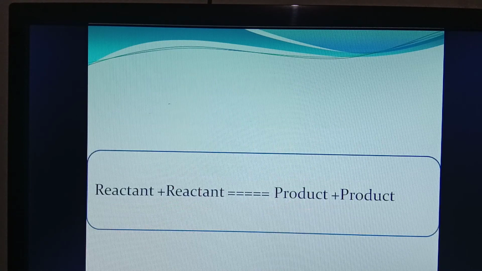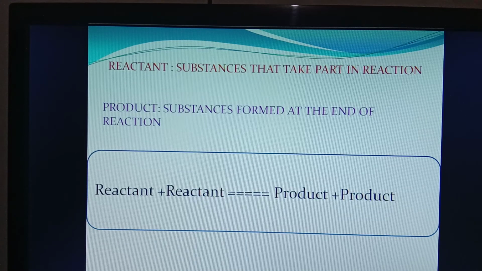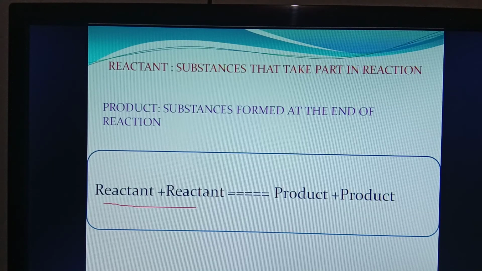Now here children, reactant means substances that take part in the reaction, and products are substances that are formed at the end of the reaction. Okay. So reactants, they combine to form the product. Here you can see reactant plus reactant gives product. Actually here we should make arrow. On the left hand side of the equation we are writing reactants and on the right hand side we are writing the product. Product may be one or more than one.